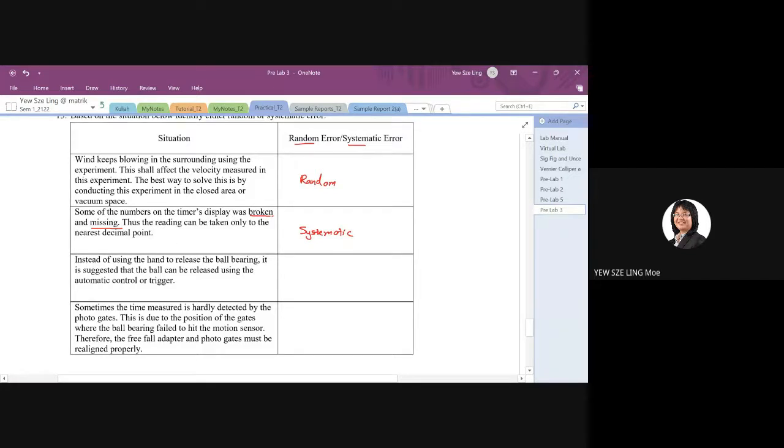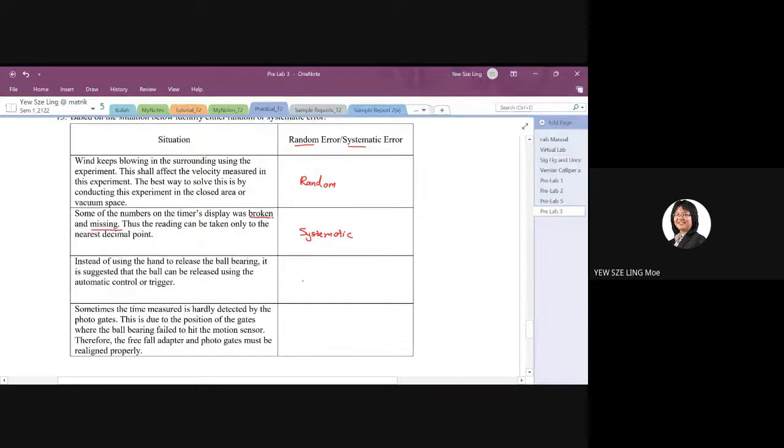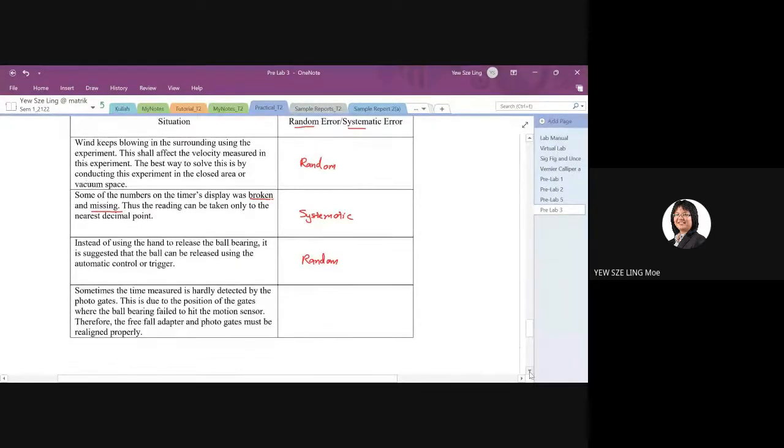Instead of using a hand to release the ball, it is suggested that the ball be released using an automatic control trigger. If you use your hand, sometimes you release it faster, sometimes slower, so the error is uncertain. Sometimes you might release it on time. So in this case, again, we call it random error, because the mistake does not constantly happen. Sometimes it's faster, sometimes slower. It is uncertain, it is not constant.